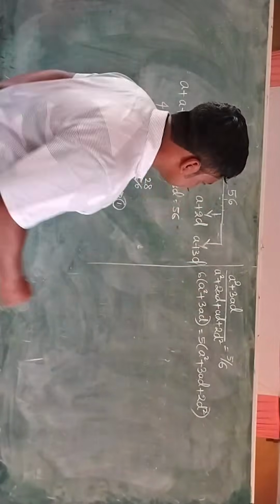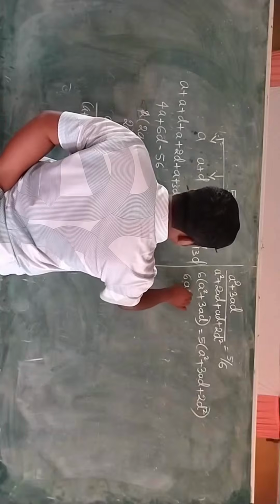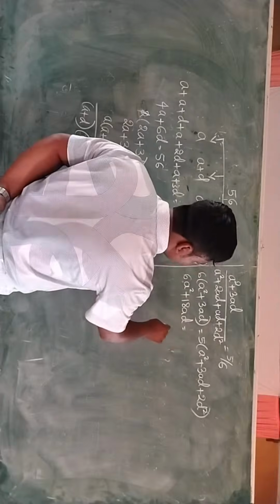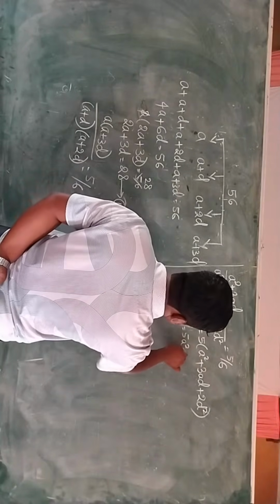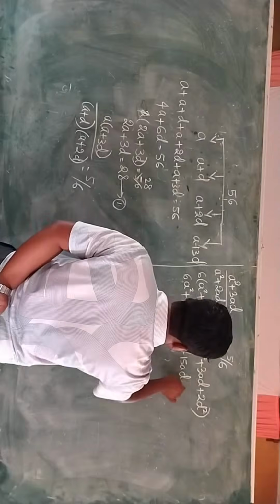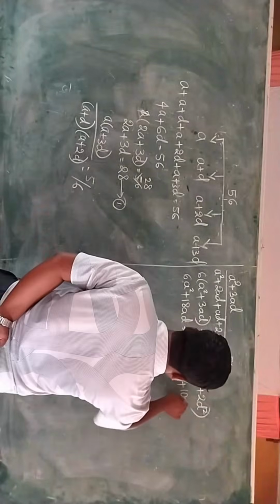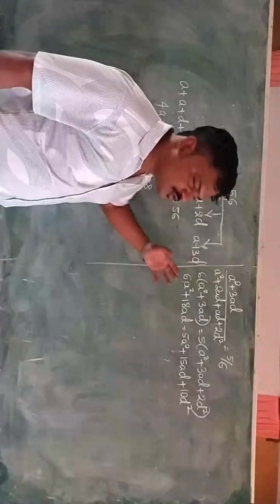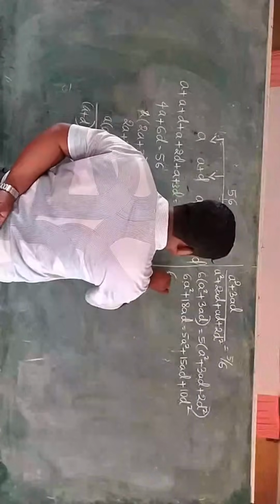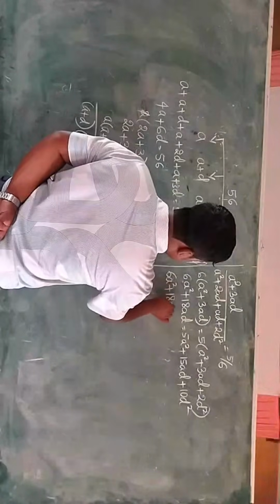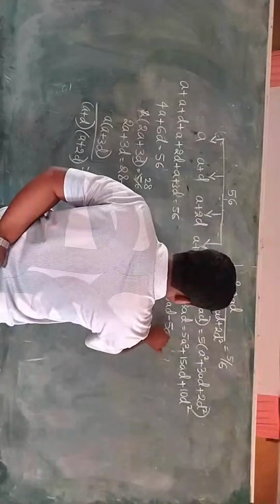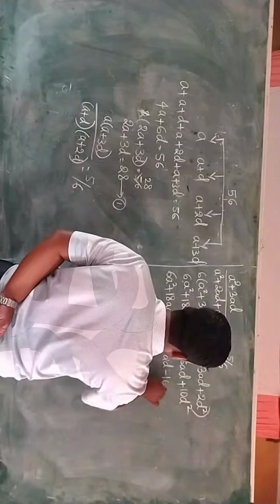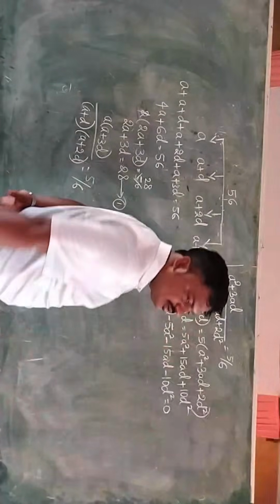So now 6 times of a square plus 6 3s are 18ad is equal to 5 times of a square, 5 3s are 15ad plus 5 2s are 10d square. Am I right? Yes, now we can take this whole terms to left hand side. 6 times of a square plus 18ad minus 5 times of a square minus 15ad minus 10d square is equal to 0.